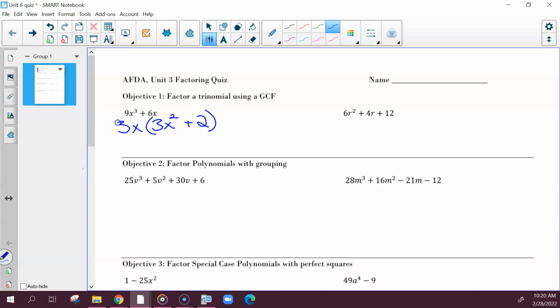On the second one, these all have one thing in common. What can we divide out of each of those? 2. They're all even numbers. These do not all have an r, so you should not have any variables with that. And if we divide each one by 2, what's left? 3r squared plus 2r plus 6. 3r squared plus 2r plus 6 would be left. What questions do we have on that one?